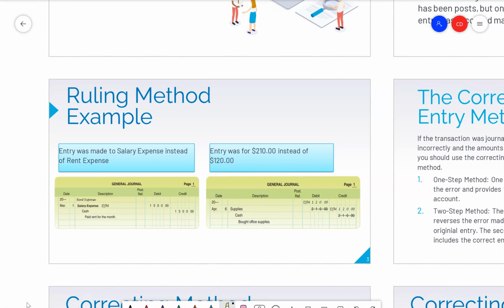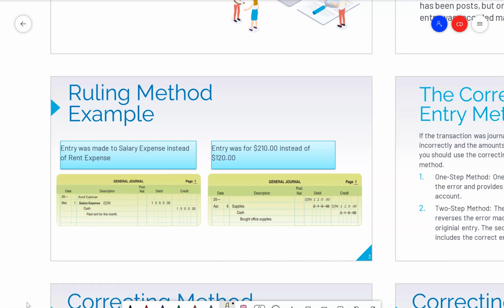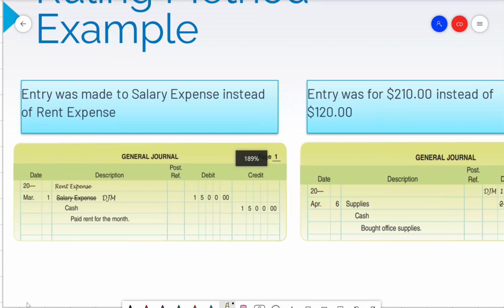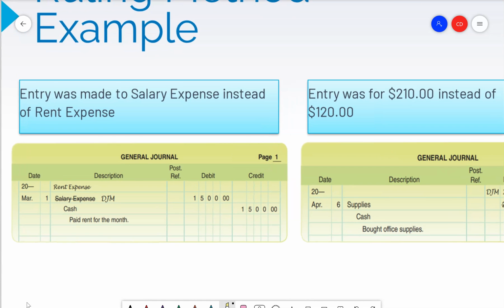If an entry was made to salary expense instead of rent expense, all you would do is to that original entry, you would draw one single line through salary expense. You don't scribble it, just one line. You write the correct account above it, and then you initial. Okay?